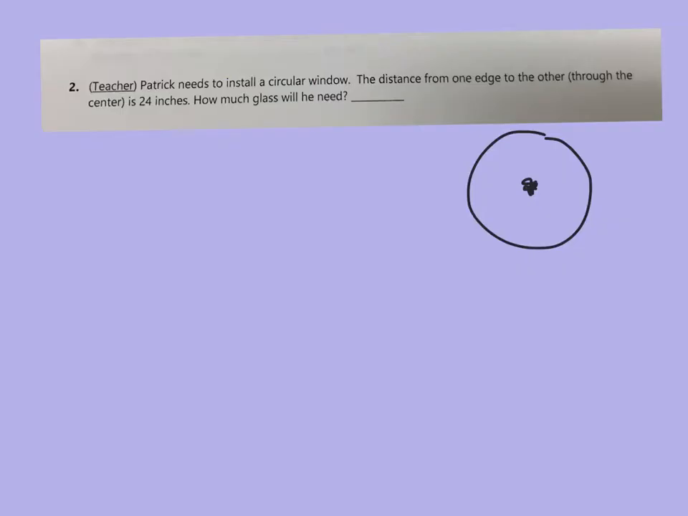All right, problem 2. Patrick needs to install a circular window. The distance from one edge to the other through the center is 24 inches. From one edge of the circle through the center to the other edge, so that's the diameter. I'm going to draw that in. Always make sure you draw a circle and do a model. There's my diameter, and I'm going to put 24 inches. How much glass will he need?